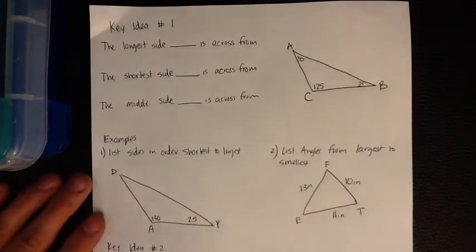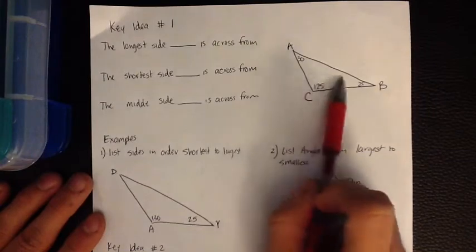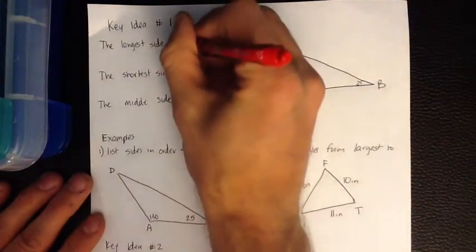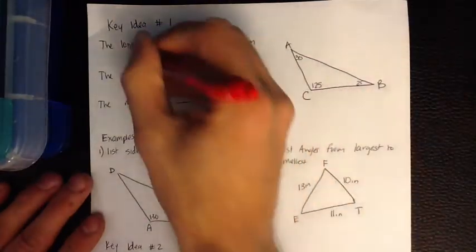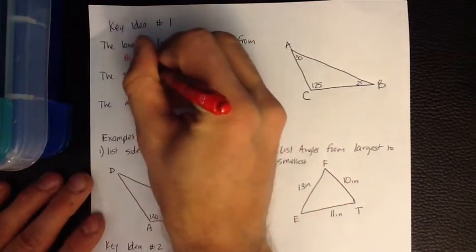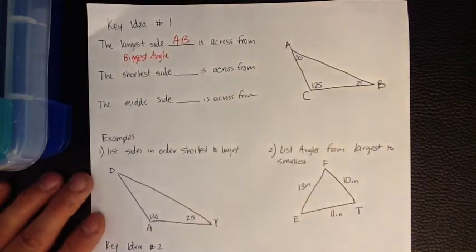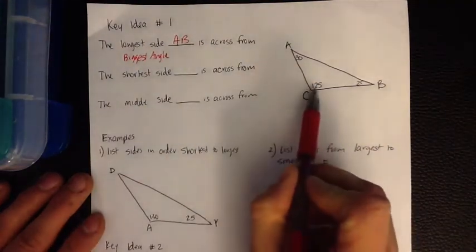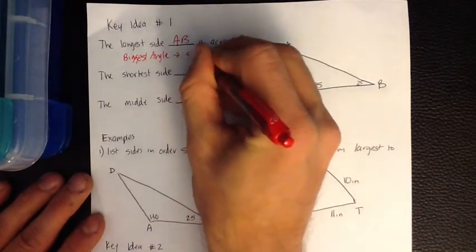And so what we're looking at here is the longest side, which if you look at this, you can tell that AB is the longest one. The biggest side has got to be across from the biggest angle. And in this case, the biggest angle is angle C.